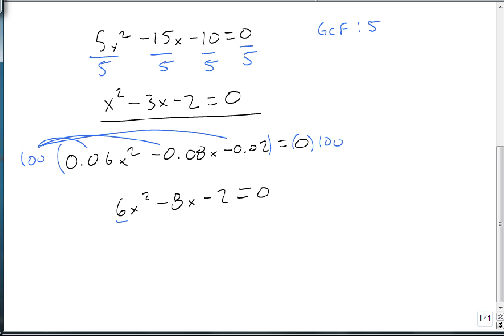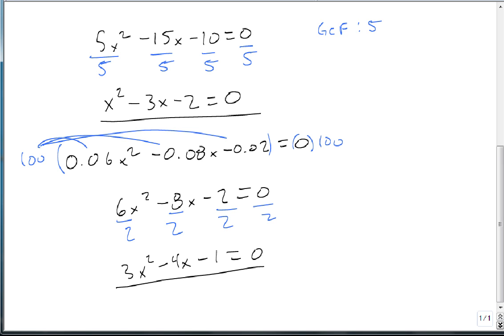And we can go a step farther here. Notice that there's a GCF of 2. 2 goes into all of those numbers, and it goes into 0. 3x² - 4x - 1 = 0. And we've now simplified our equation so that it's easier to use the quadratic formula on it. So when you look at problems, you want to make sure that you have a positive a and that your numbers are as small as they can be without becoming fractions.